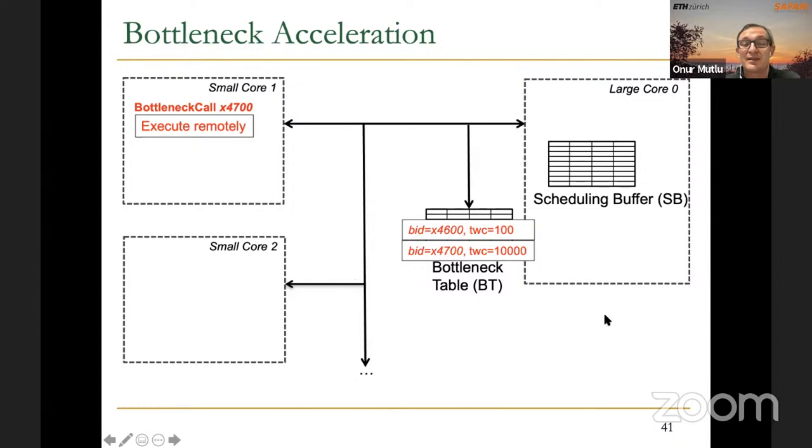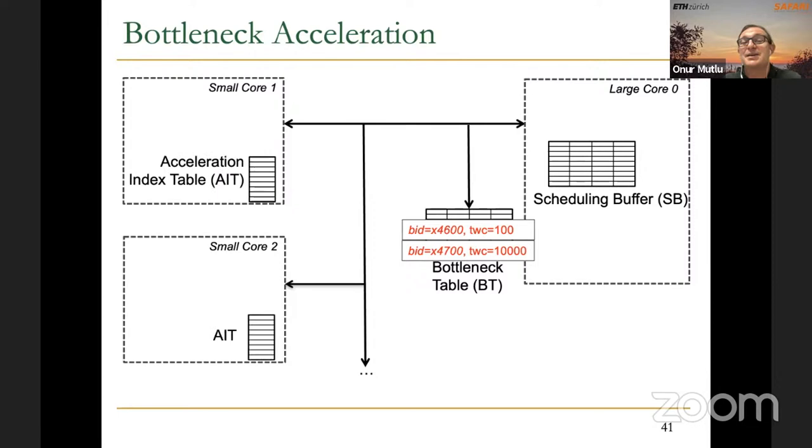And then of course, when the bottleneck execution is done in the large core, the large core executes the bottleneck return function or instruction, which basically sends a signal to the small core saying, small core, I'm done with the bottleneck execution, so you can continue. And that's the idea basically.